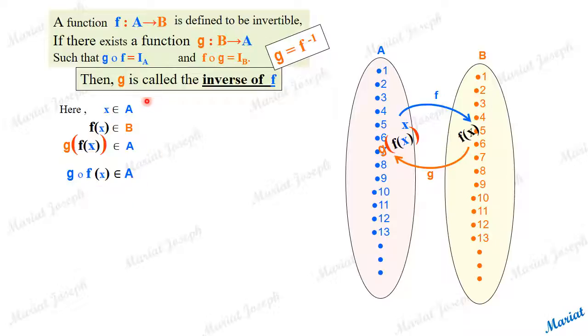So notice one thing. We started with an x in the set A. F of x we found in set B. Then g of f of x we found in set A. So g of f of x is in set A, which is what? GOF of x. So we take any x in set A, you get the image in set A itself under this rule GOF. That is why GOF should be identity function in set A.